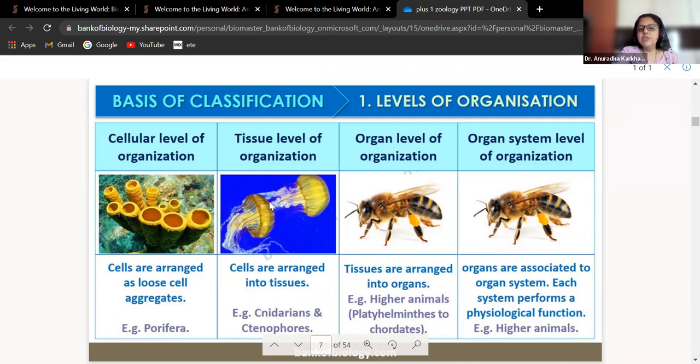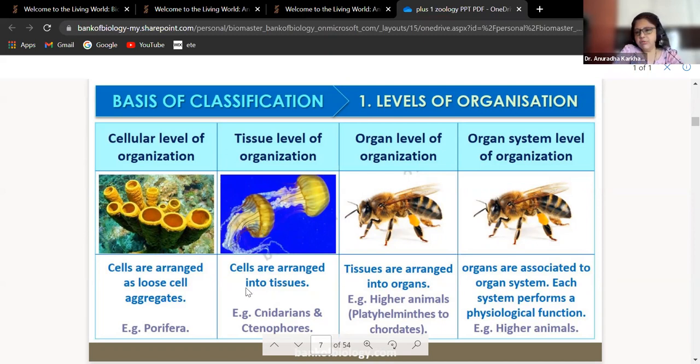Okay, tissue level of organization is cnidarians and ctenophora. So here you can see a jellyfish. आपने कभी jellyfish देखा है कि नहीं मुझे पता नहीं, but underwater वाले जितने भी scenes television पे आते हैं, उसमें ये jellyfish बहुत common दिखता है. It moves like an umbrella के जैसे, ऐसे ऐसे move करता जाता है. So those are going to be your cnidarians and ctenophores.